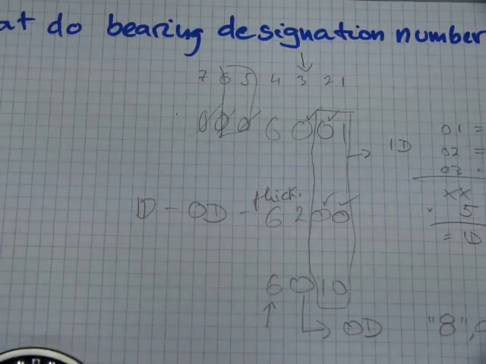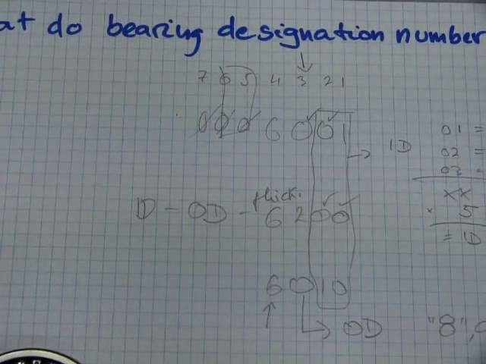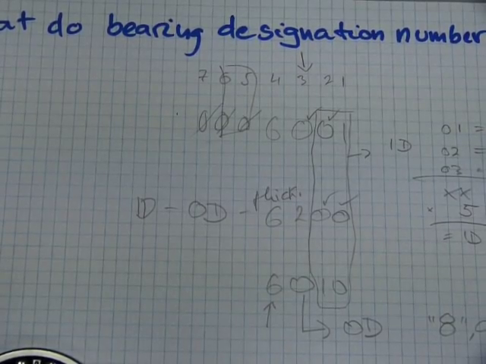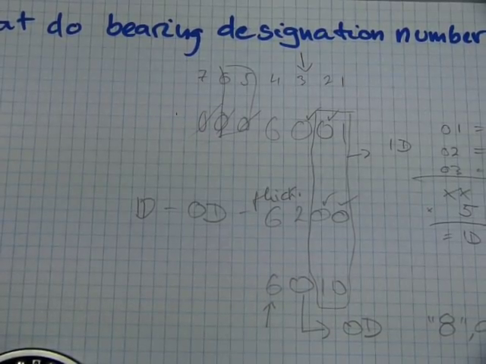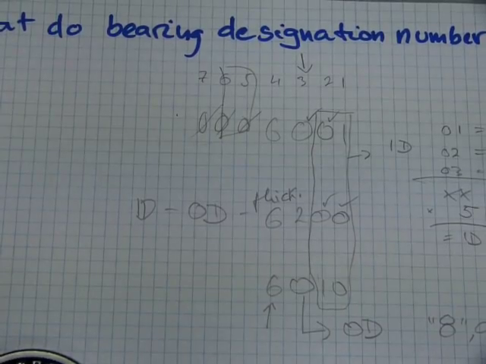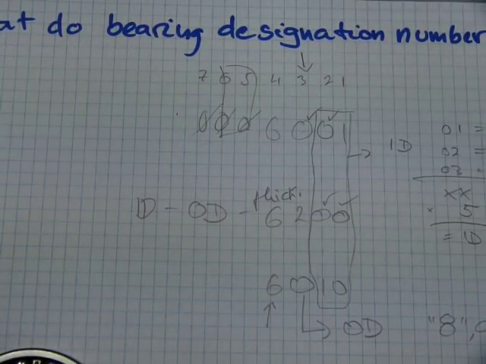So that's basically the lay of the land, and that's how these bearing designation numbers work, and that's what they mean. They are probably a fascinating read if you're much into manufacturing bearings, but for anybody else, it's almost a suicidal read. But that's basically how these numbers go and what these designation numbers mean.